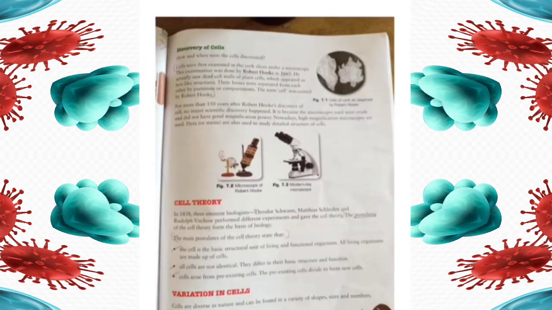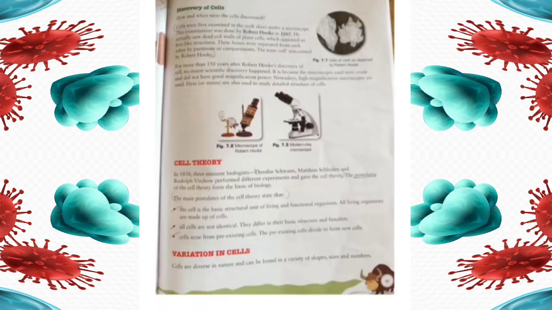Around 150 years later, a theory was given that is called cell theory. The reason for such late advancement was that there was no development in the field of microscopes. This cell theory was given by three scientists who worked together: Schwann, Schleiden, and Virchow. They said that the cell is the basic structure and function of all living organisms, and all cells are not identical; they differ in their functions or structure. And new cells arise from pre-existing cells.